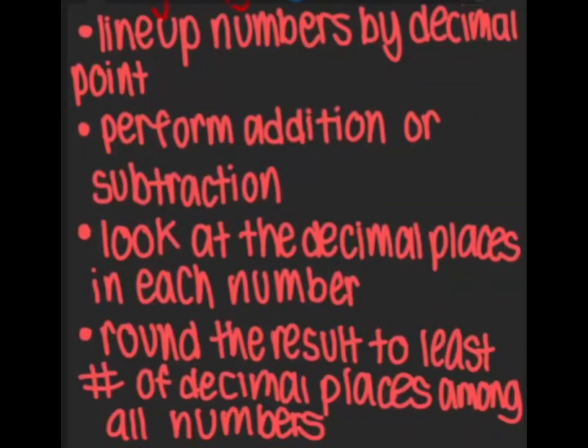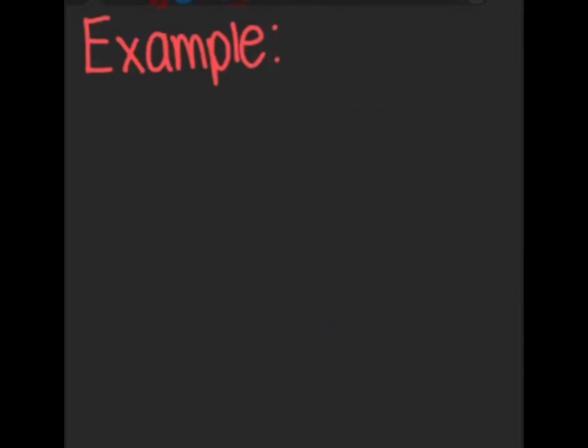Let's go through this step by step. First, we line up the numbers by decimal point. Second, perform addition or subtraction. Third, look at the decimal places in each number. Fourth, round the result to the least number of decimal places among the numbers. Let's do an addition and subtraction rule example.